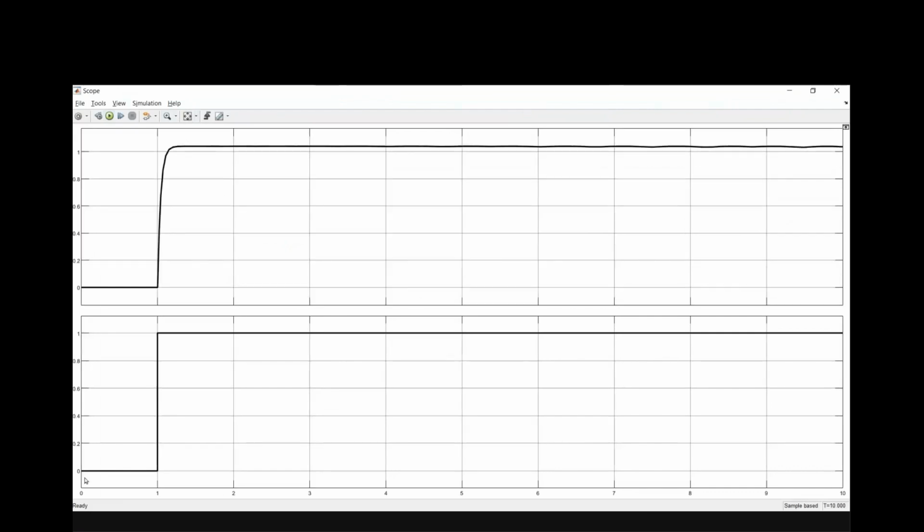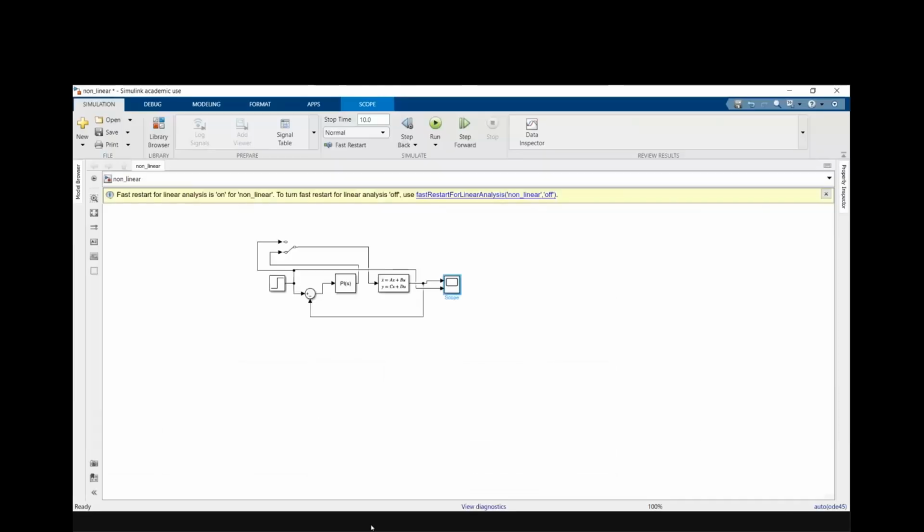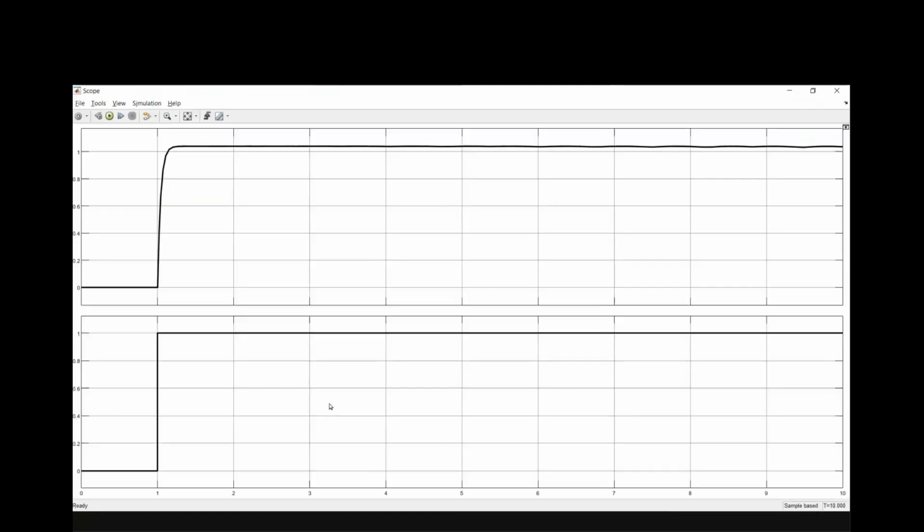Yeah, you can see my input is 0 to 1. My output is also tracking from 0 to 1. It is approximately, it is trying to maintain that value. You got it? So this is for my linearized form. If I have got this for linearized form, let us do for nonlinear system.